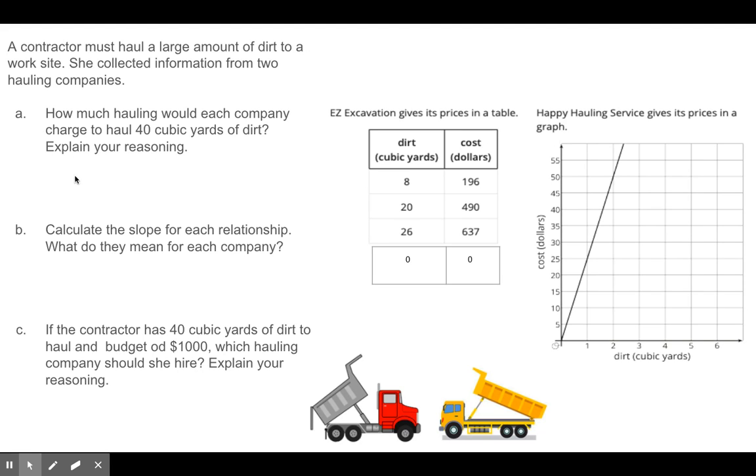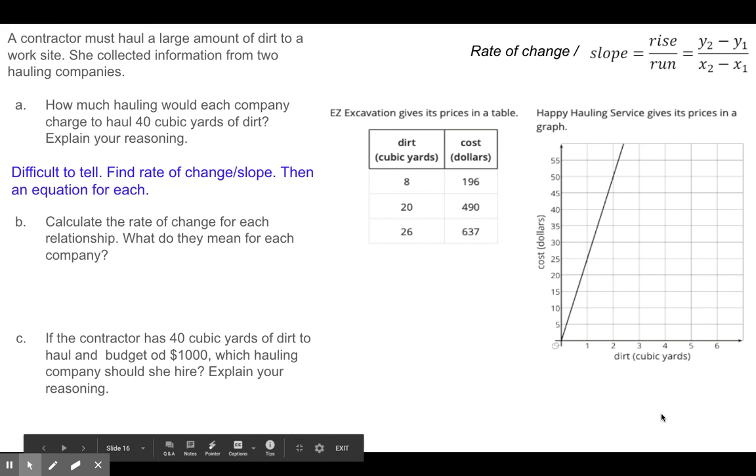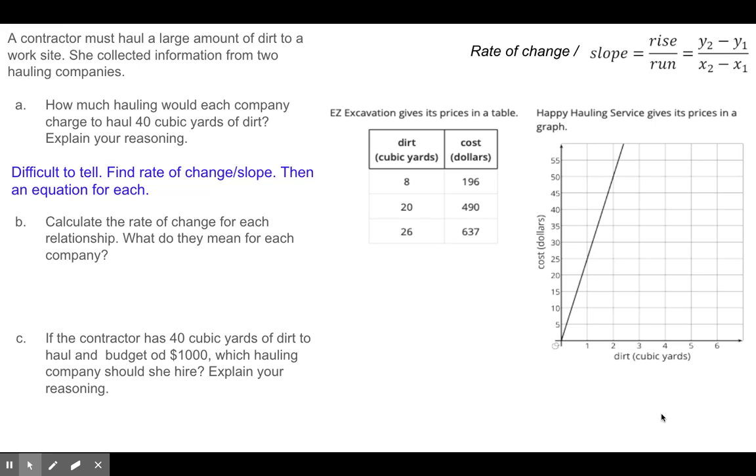What we need to do is find the slope or the unit cost for hauling cubic yards of dirt. We would want to use our formula rise over run, and we could pick points, the second y minus the first y over the second x minus the first x. So for now, we're going to identify that what we need to find is the rate of change or the slope, and then an equation. And that would help us to answer this question A.